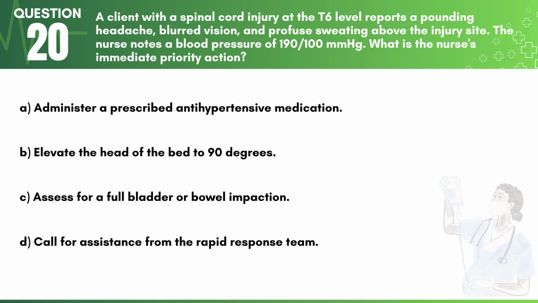Question 20. A client with a spinal cord injury at the T6 level reports a pounding headache, blurred vision, and profuse sweating above the injury site. The nurse notes a blood pressure of 190/100 mmHg. What is the nurse's immediate priority action? A. Administer a prescribed antihypertensive medication. B. Elevate the head of the bed to 90 degrees. C. Assess for a full bladder or bowel impaction. D. Call for assistance from the rapid response team.